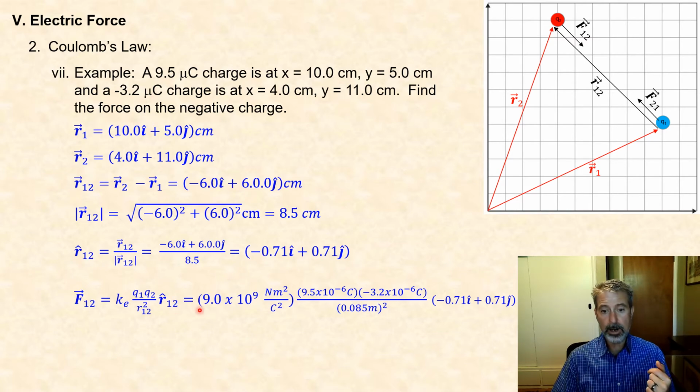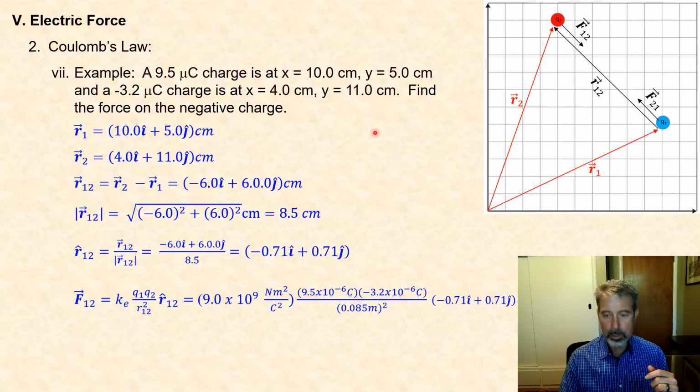Notice we plug in the value of Coulomb's constant here, and the value of each of these charges. Don't forget that Q2 is a negative charge, so you've got to put that negative sign in so that we get the correct direction here. Notice that for R12 squared, we found the magnitude of R12 was 8.5 centimeters. That's the distance between these charges. We'll convert that to meters, 0.085 meters, and then we will multiply by our unit vector R12 hat, which we wrote in terms of its Cartesian components.